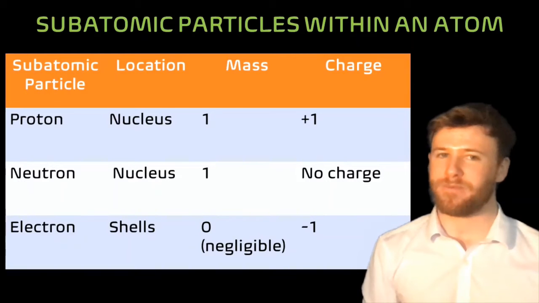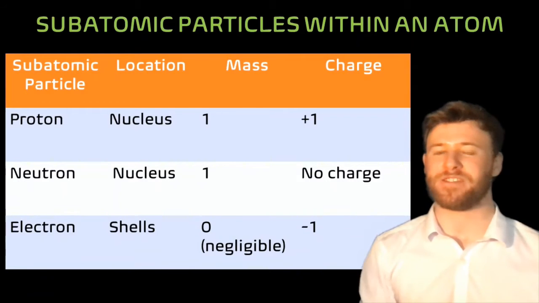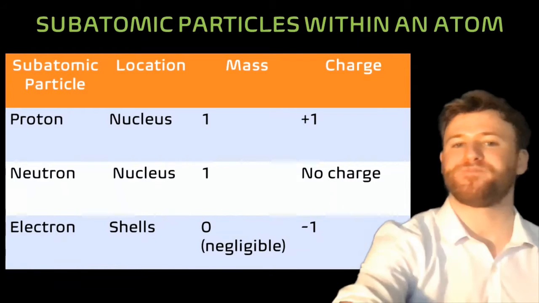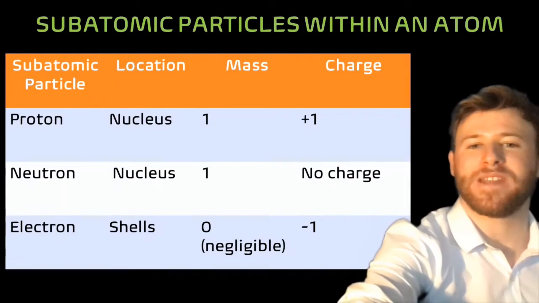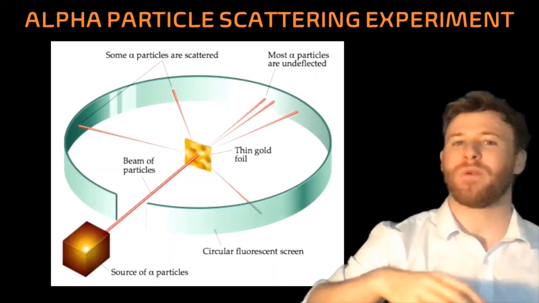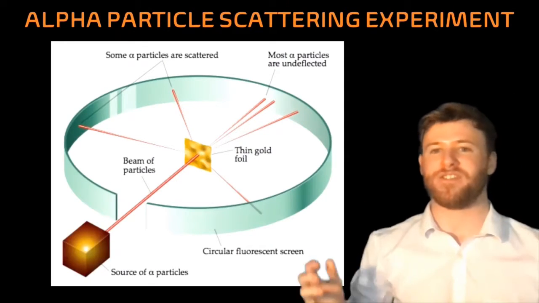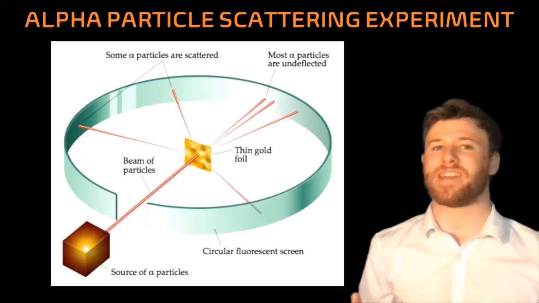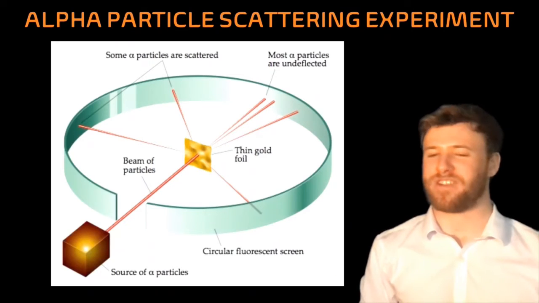So we'll often find that we've got the same amount of protons as we do electrons to balance that charge out and create a stable atom. Now, we didn't always think that atoms look like this. We found out that they look like this, with the shells and the nucleus in the center, by this experiment, the alpha particle scattering experiment.